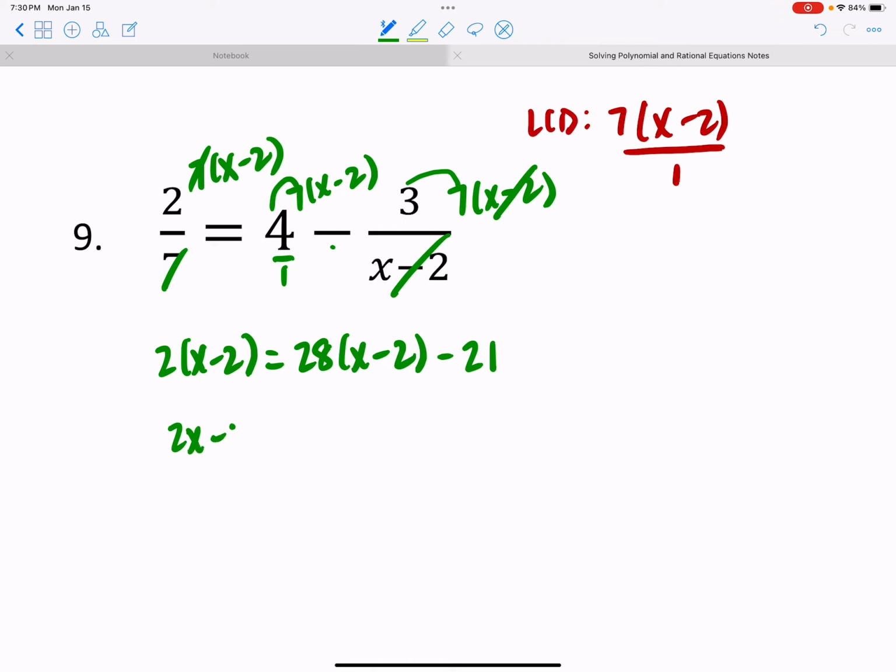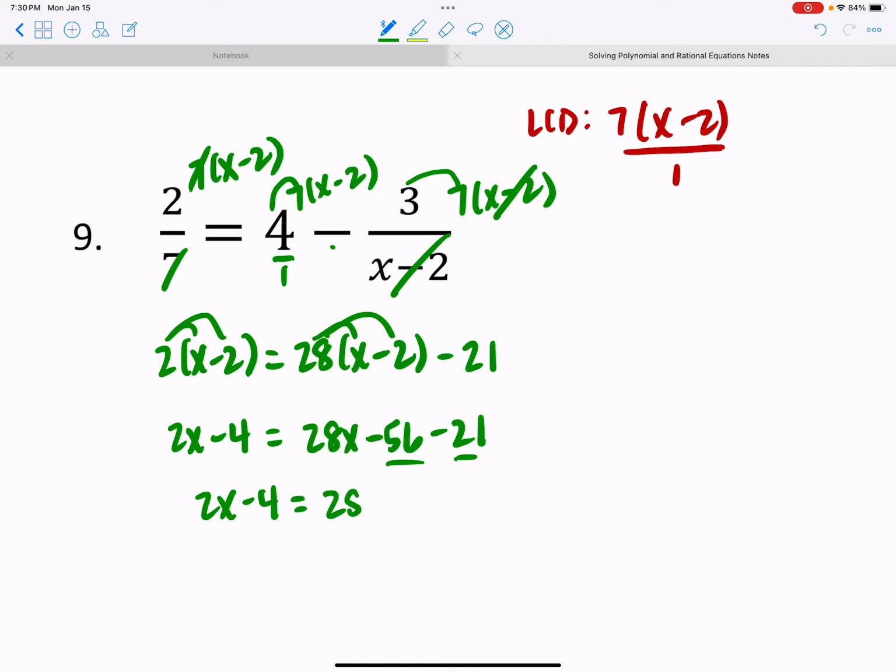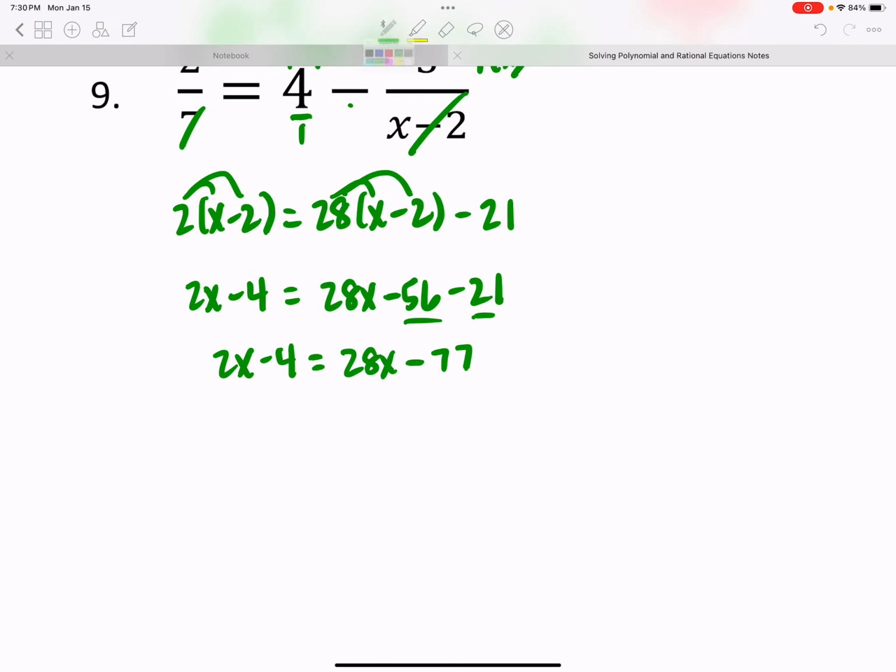This will be 2x minus 4 equal to 28x minus 56, and then I still have this minus 21. So that was just distribute here, and I'm going to combine like terms. So 2x minus 4 equals 28x minus, that would be what, 77? And now get my x's together. So I'm going to choose to move these two over. And that leaves me negative 4 equal to 26x, still minus 77.